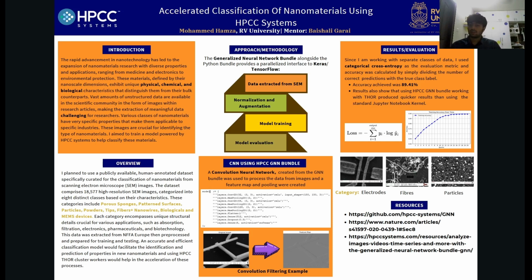Moving on to results and evaluation. Since I'm working with separate classes of data, I used categorical cross entropy as the evaluation metric, and accuracy was simply calculated by dividing the number of correct predictions by the total. The accuracy achieved was 89.41%, and this can also be improved to above 90% by hyperparameter tuning. More importantly, results show that using the HPCC GNN bundle working with the Thor cluster produced quicker results than using just the standard Jupyter notebook kernel.